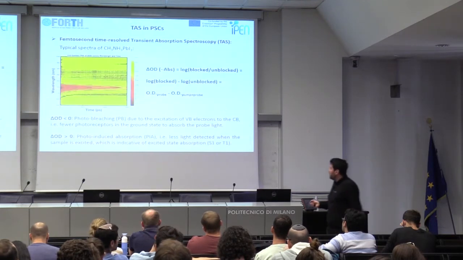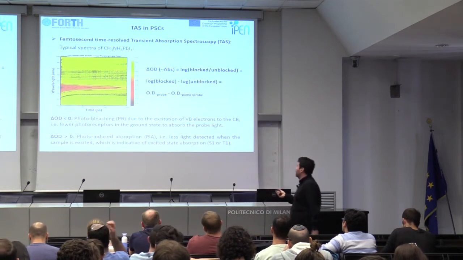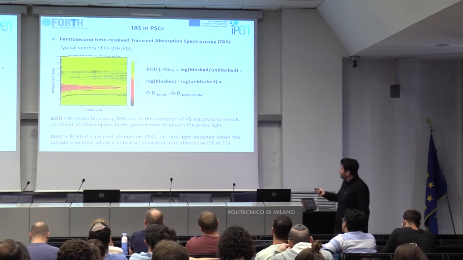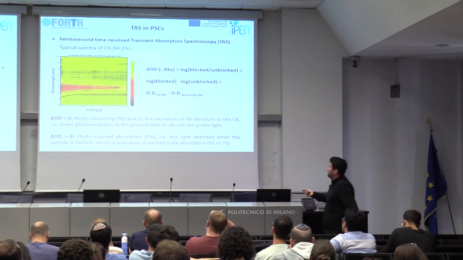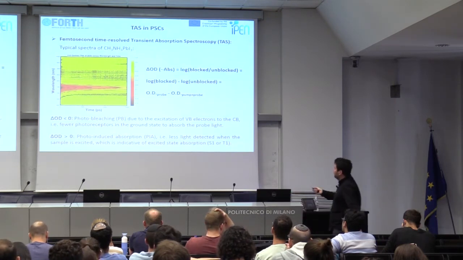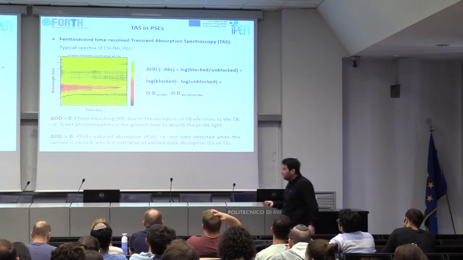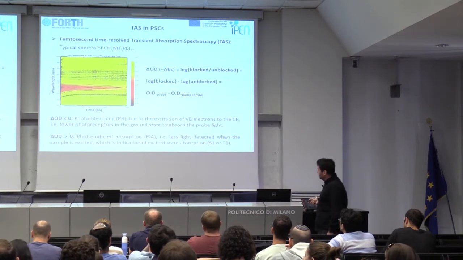So here is a typical spectra of a methylammonium lead iodide perovskite, where you can see it's actually a 2D contour graph, but you can see time and wavelength here, and of course you can see how the difference in the optical density absorption changes both in time and with wavelength.